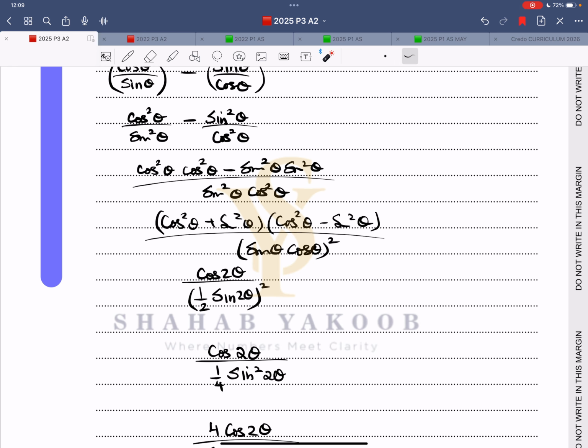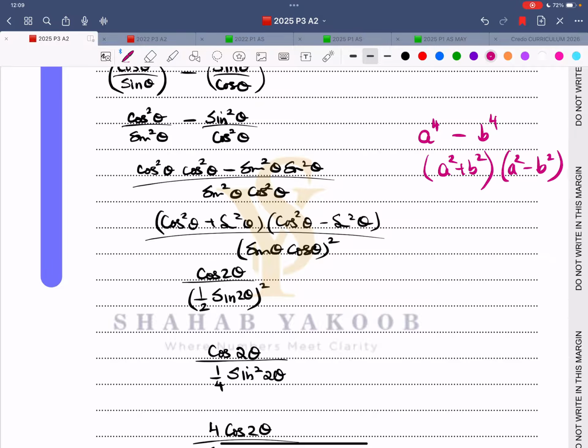So now over here, this is cos square, this is sine square, isn't this something like this? Like this is like a power 4 minus b power 4, that is a square plus b square, a square minus b square. So technically this is cos power 4 minus sine power 4, that is cos square plus sine square, cos square minus sine square. That is exactly what is happening. This becomes 1.